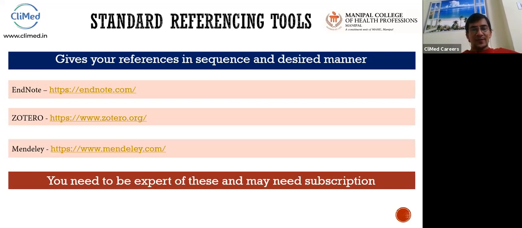But these are very much expensive. Sometimes the university provides them, but they are expensive, and these three referencing tools need expertise. You should be very much expert in EndNote, and in operating Zotero or Mendeley, correct? You need to be expert, and you may need a subscription to use these three, because these three are standard.